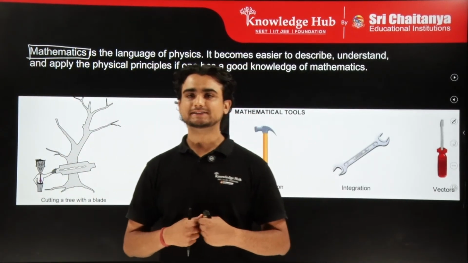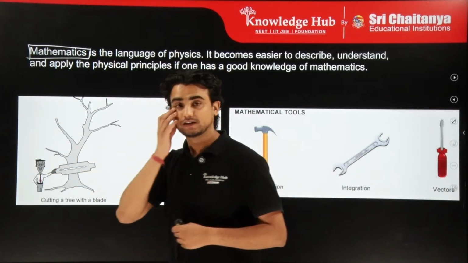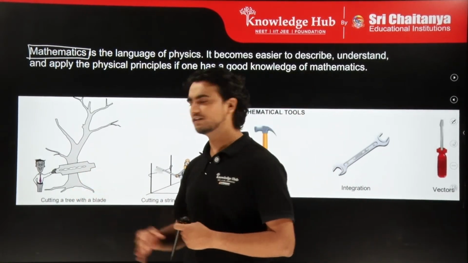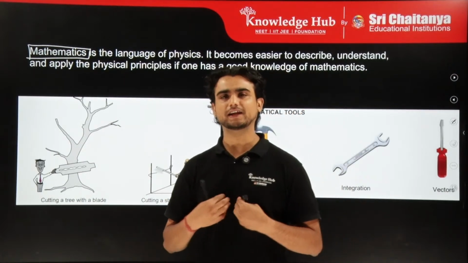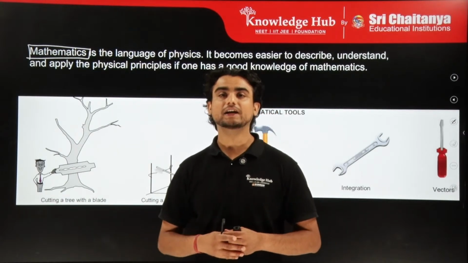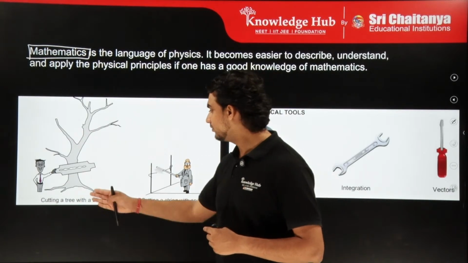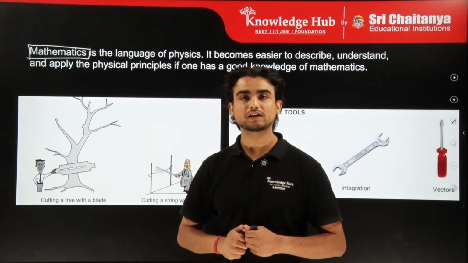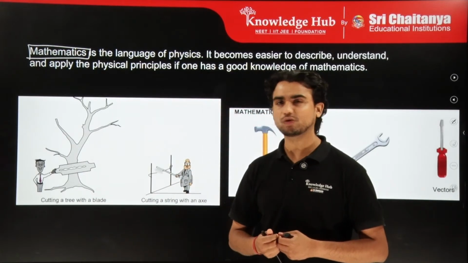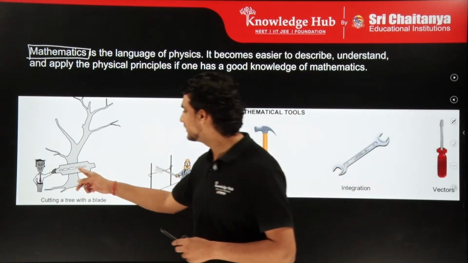Now, in this first example, we can see that this person is cutting a tree with a blade. Do you think that he can cut the tree with a blade? Yes, I think that he can. But it will take a very long time and it will be a very tedious task, right? Is it advisable to cut a tree with a blade? No, right? You should use an axe. So he is using the wrong tool.